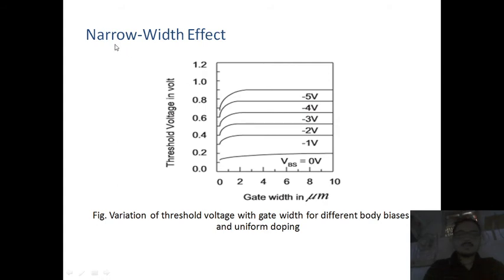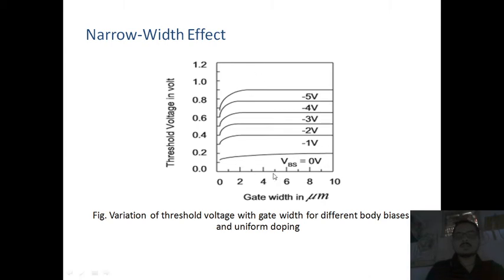See here, the next point is the narrow width effect. This narrow width effect is nothing but, for short channel devices, the width of the gate decreases. Due to the decrease in the width of the gate, the threshold voltage also decreases.